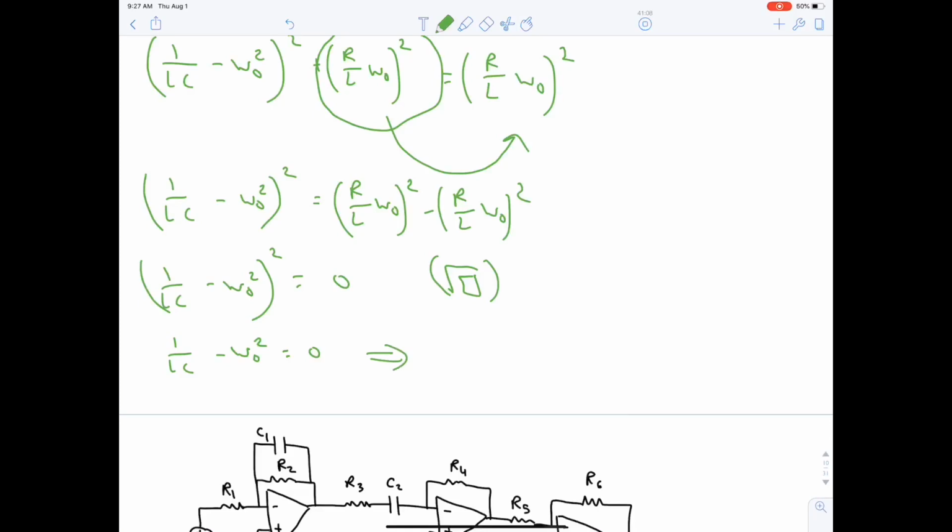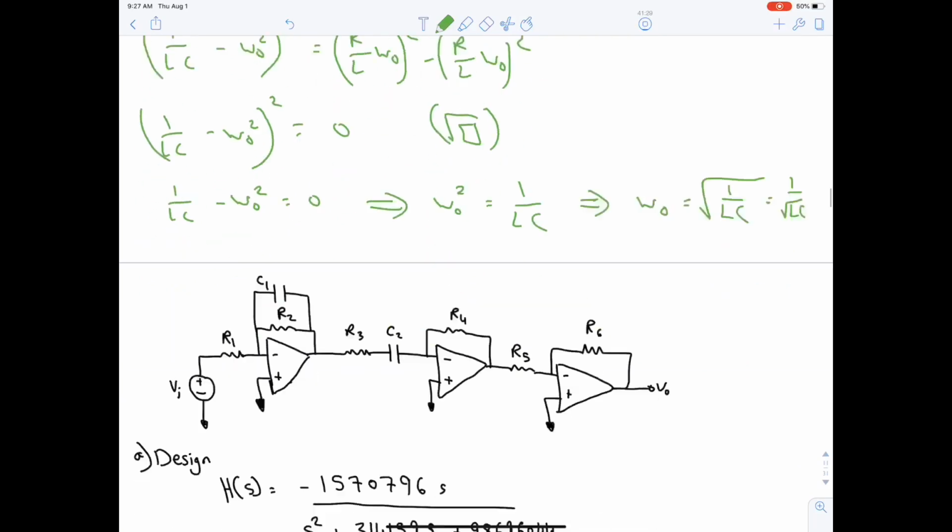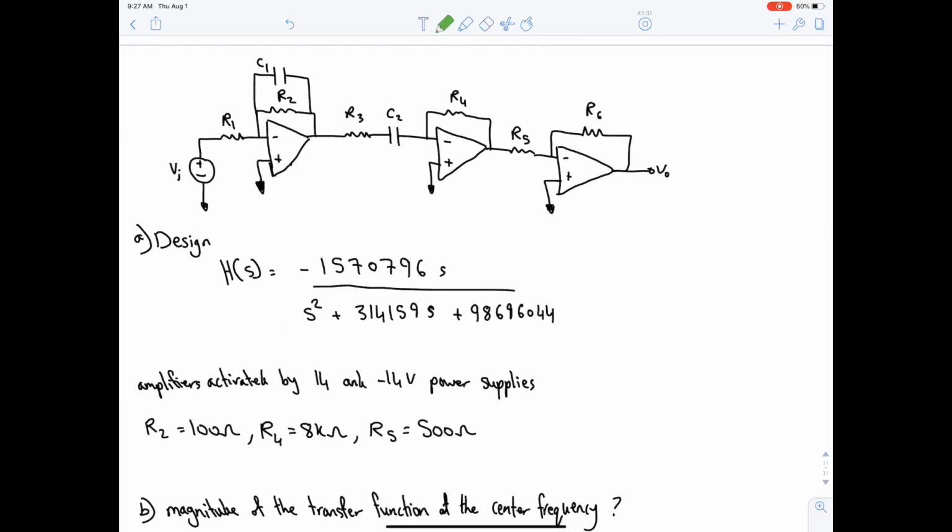So this will result in omega naught squared equal to 1 over LC. Taking the square root, omega naught is equal to square root of 1 over LC, or you can write it in this form. Same thing. So this is the answer. Okay? Great. This is a very long question. Next.